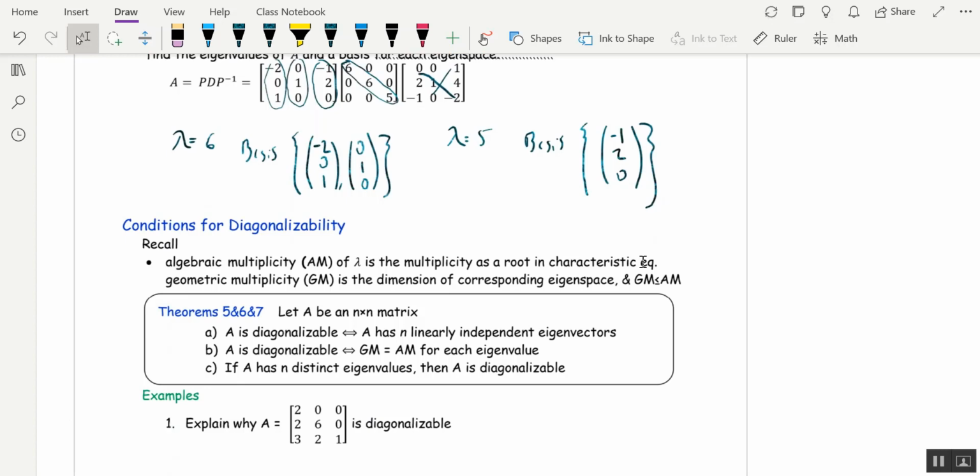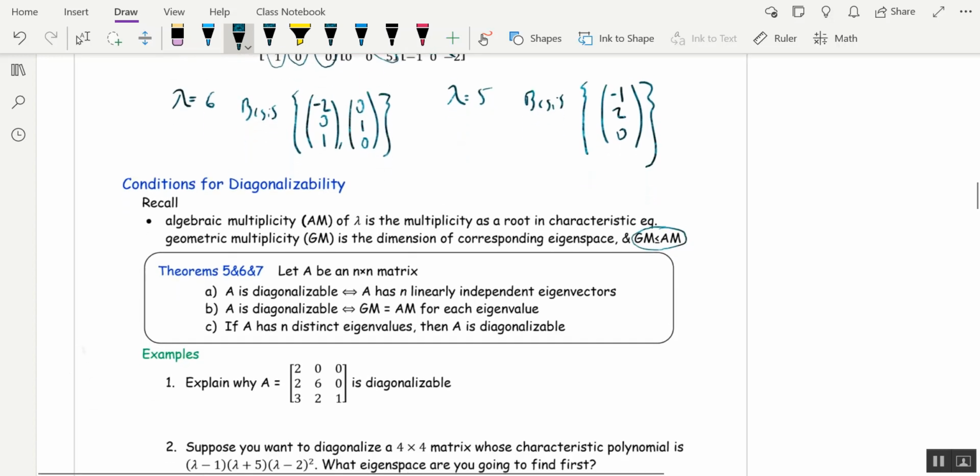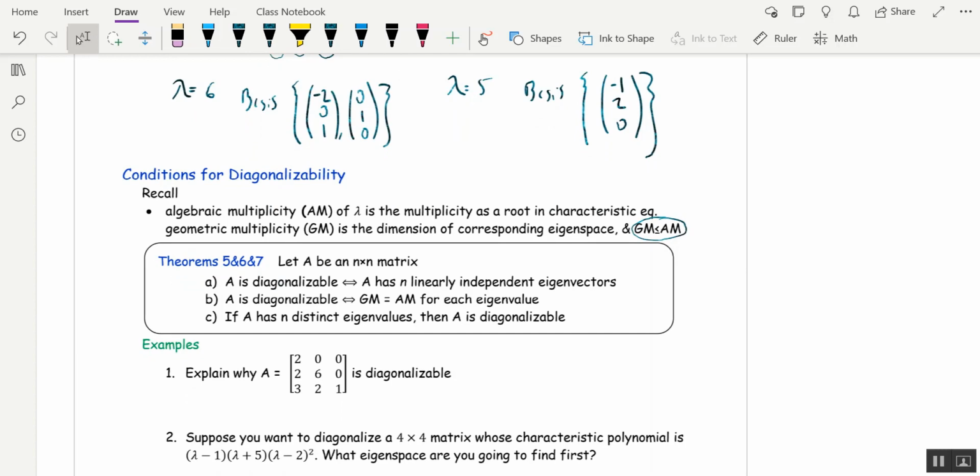Okay, conditions for diagonalizability. Recall that the algebraic multiplicity is the multiplicity as a root in the characteristic equation, and the geometric multiplicity is the dimension of the eigenspace. And we always have GM less than or equal to AM. So I've put together some theorems in your book as one big theorem just to make it easier for you. You've got an n by n matrix A. It's diagonalizable if and only if it has n linearly independent eigenvectors. That's theorem 7. Okay.